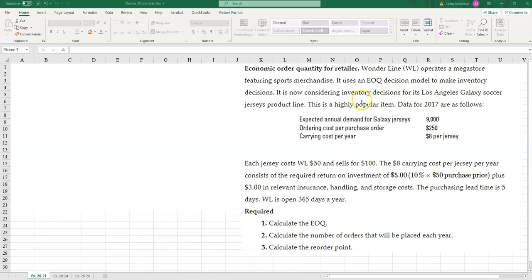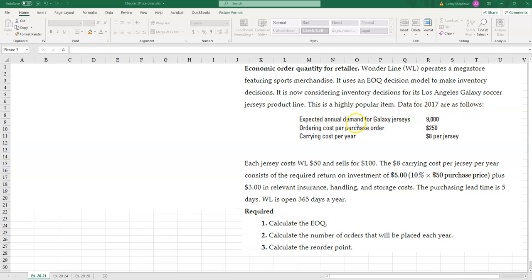Wonderline operates a megastore featuring sports merchandise. It uses an economic ordering quantity decision model to make inventory decisions. It is now considering inventory decisions for its Los Angeles Galaxy soccer jerseys product line. This is a highly popular item. Data for 2017 are as follows.